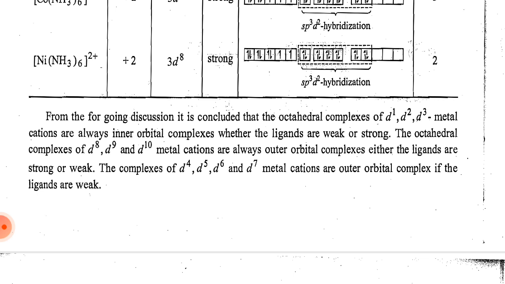Then [Ni(NH3)6]2+. Nickel will be +2. Then nickel will show 3d8. Ammonia is a strong field ligand. So in [Ni(NH3)6]2+, nickel has 8 electrons present in the 3d orbital. Ammonia, a strong field ligand, will give 12 electrons. It will form sp3d2 hybridization. The number of unpaired electrons will be 2.